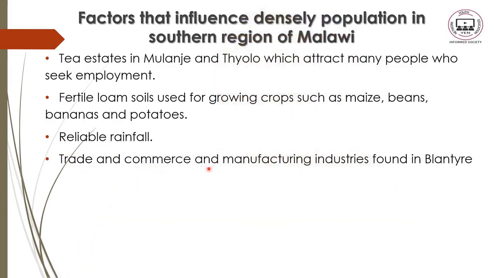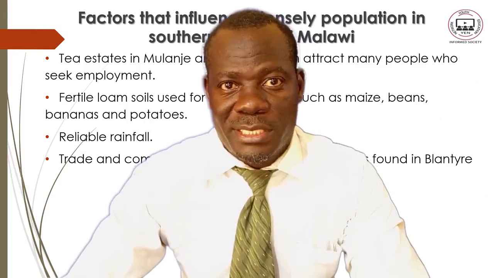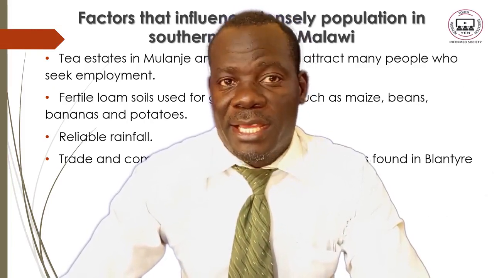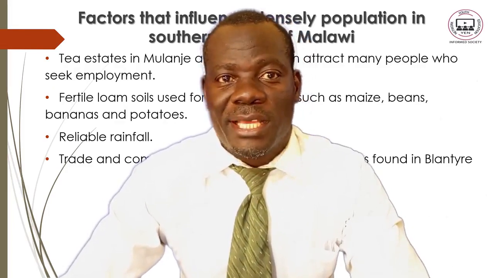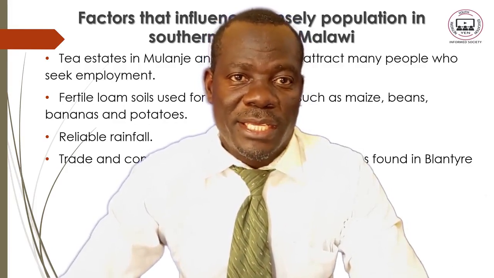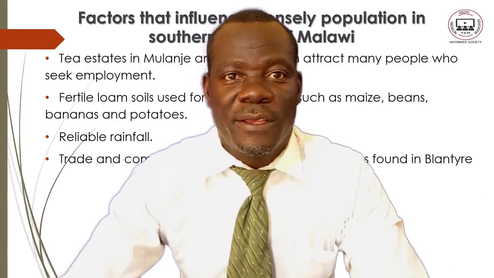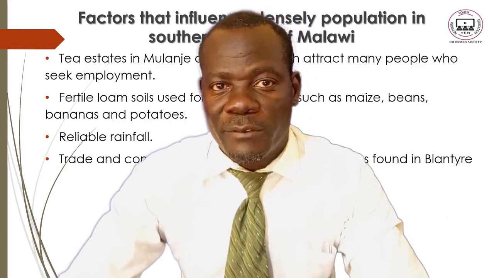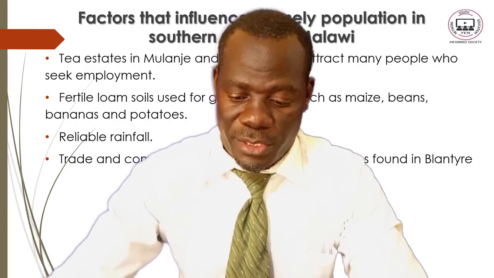Trade and commerce and manufacturing industry found in Blantyre. So the other factor that contributes to the high population of the southern region is the city of Blantyre, where there is trade and manufacturing taking place. We see that there are many industries there. As a result, people flock there to find employment in the factories and industries. They grow their families there. Hence, a lot of people are in the southern region of Malawi.